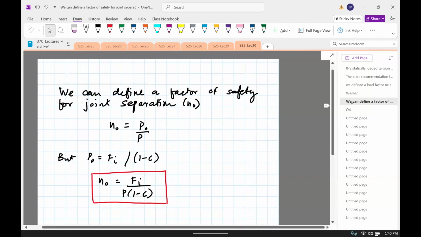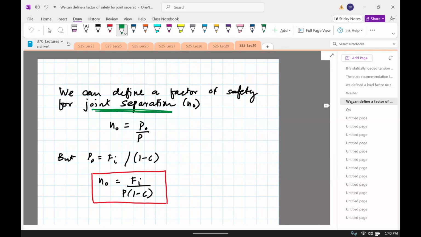Okay, and finally, we define a factor of safety for joint separation. This just accounts for preventing joint separation and is just P0 divided by P. We get this value. We just have to check if it's greater than 1. If it's less than 1, you'll have separation.